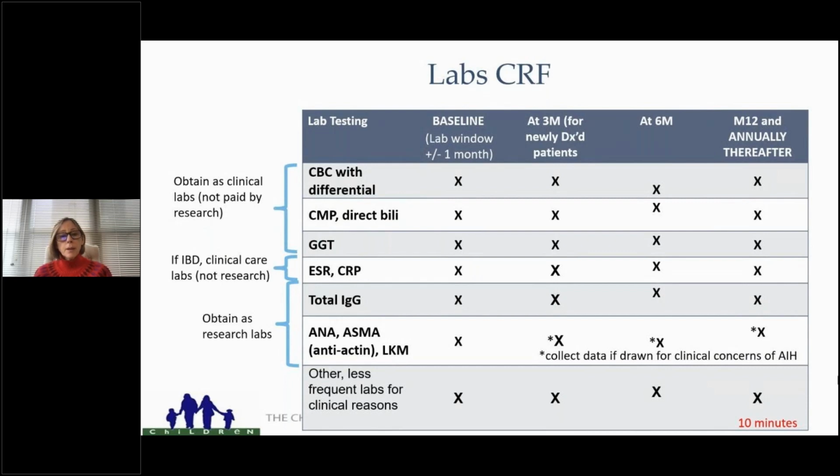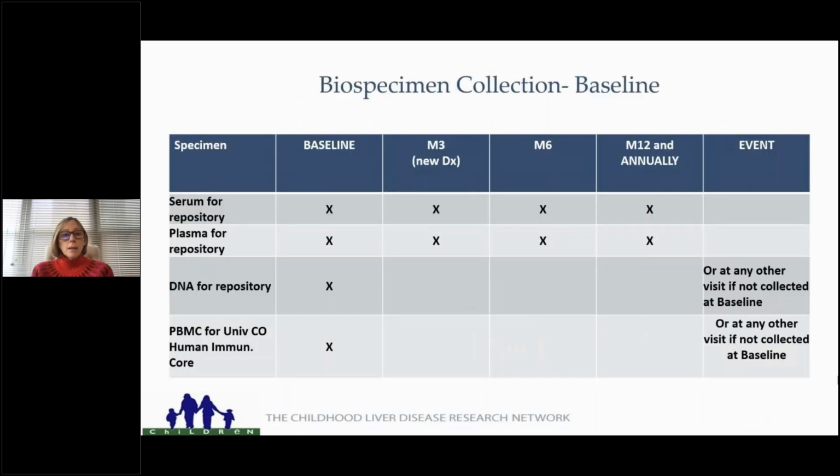Okay. And the only research labs are the bottom ones, the total IgG and then the autoantibodies. And those are being obtained at baseline. And if for some reason they're not done at baseline, they'll be done at a follow-up visit, but we're not going to recurrently be doing those. We just want to obtain one set of it, preferably at baseline. Any questions on the labs? Okay. We can go to the next slide.